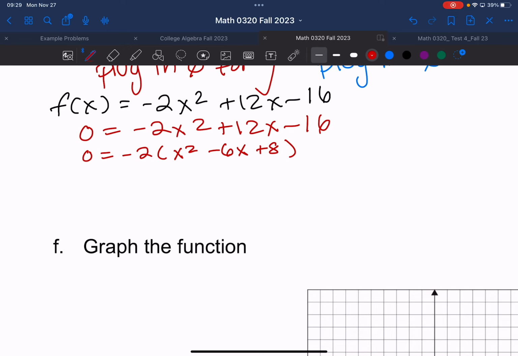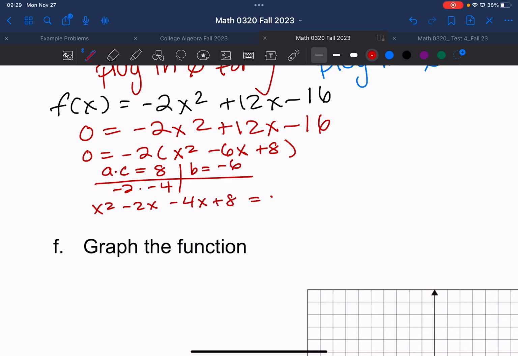Okay, and I'm writing in 2 different colors. Let's do red for the x-intercepts, blue for the y-intercepts. From here, I factor using the AC method. So A times C is 8, and our B value is negative 6. So do we have 2 numbers that multiply to 8 but add to negative 6? Good. Negative 2 times negative 4. So that means I have x squared minus 2x minus 4x plus 8 equals 0.